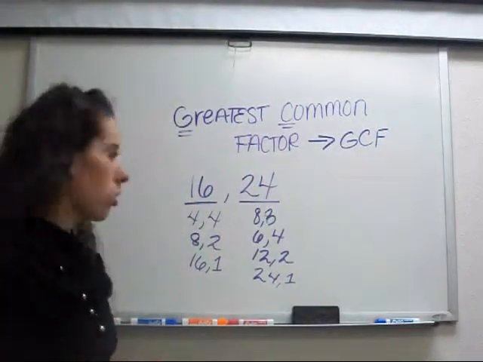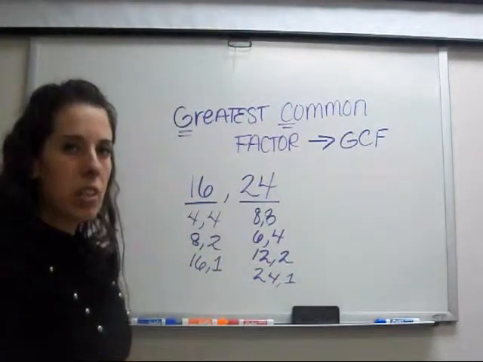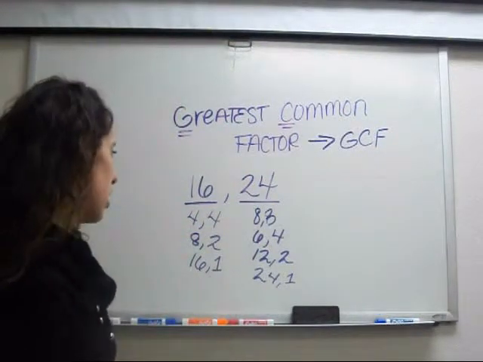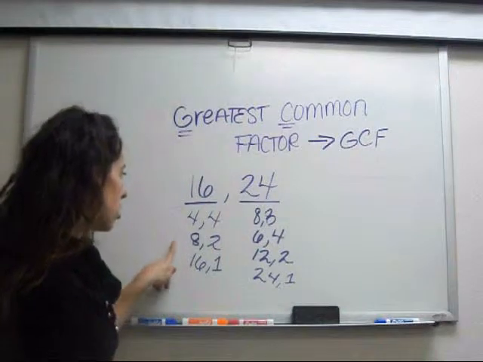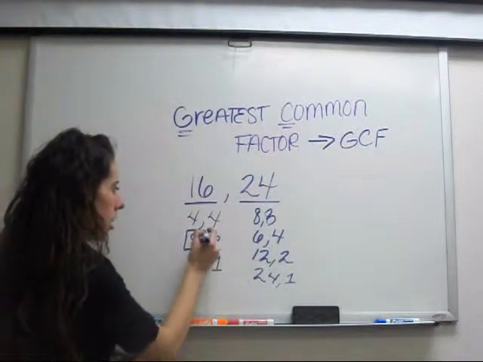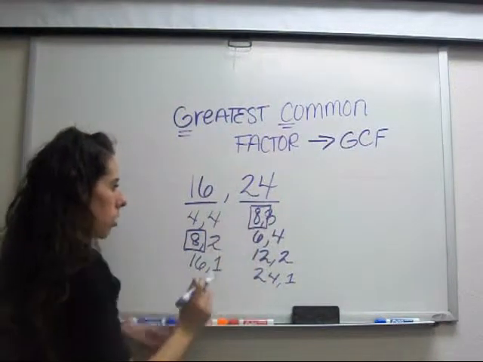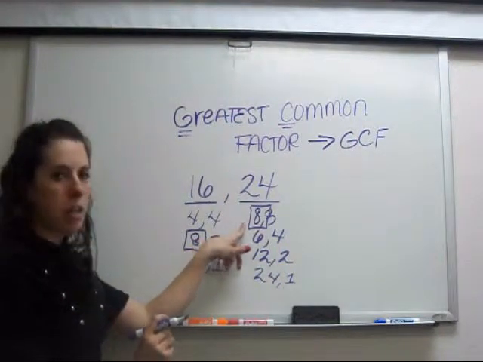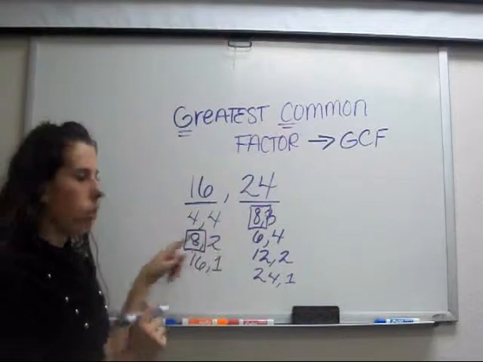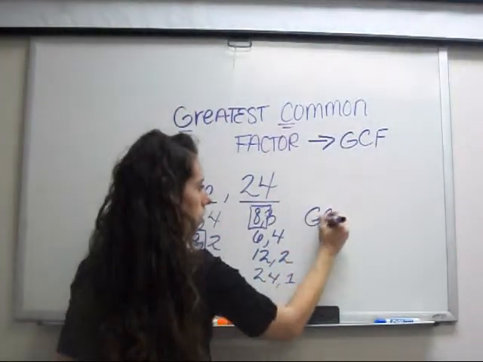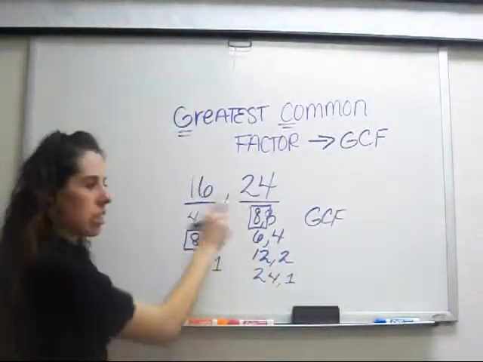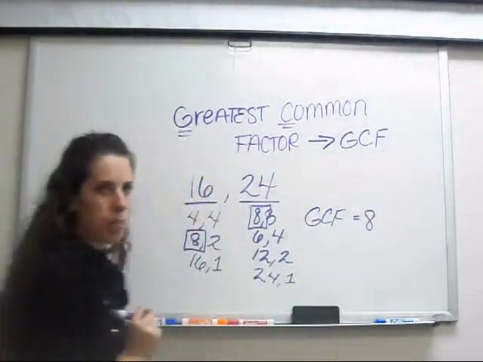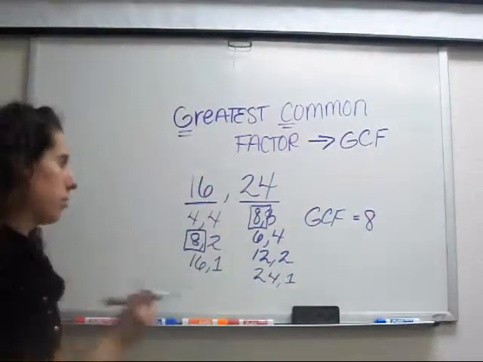Once we've listed the factors for both of our numbers, we need to look and see what number is the greatest that occurs on both of these lists. So when I look at these two lists, I see 8 and 8. They both have 4, they both have 2, and they both have 8. But 8 is our greatest number. So the GCF for 16 and 24 is 8.